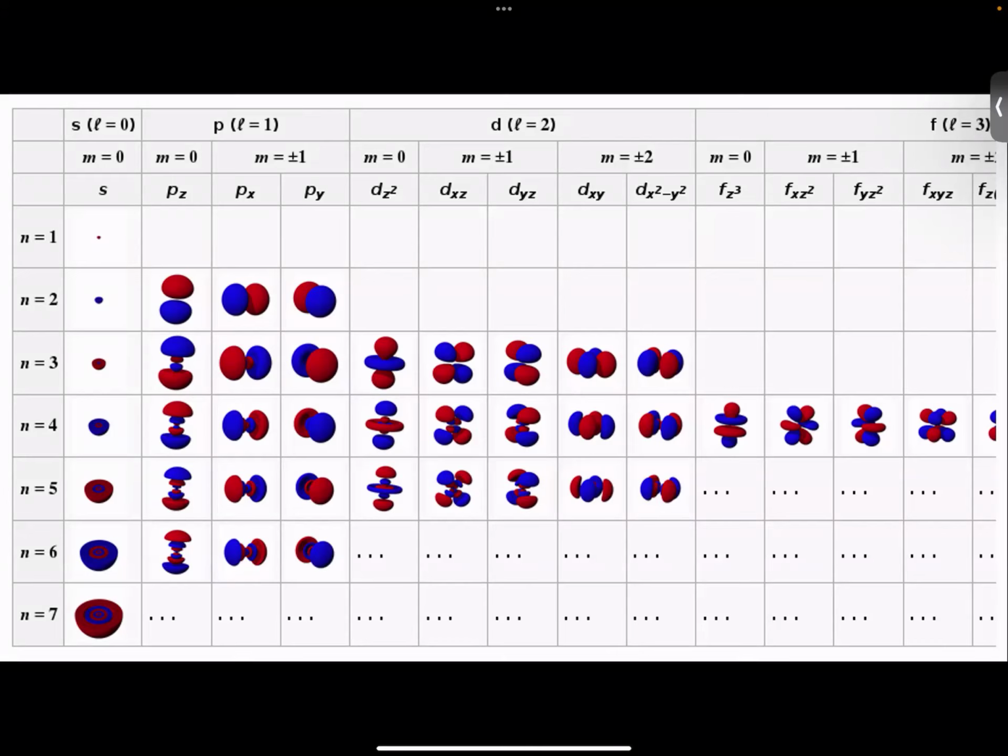The other thing I would make note of is m sub L. We graduate those m sub L's, meaning the number of orbitals in each subshell, by odd numbers: 1, 3, 5, and 7.